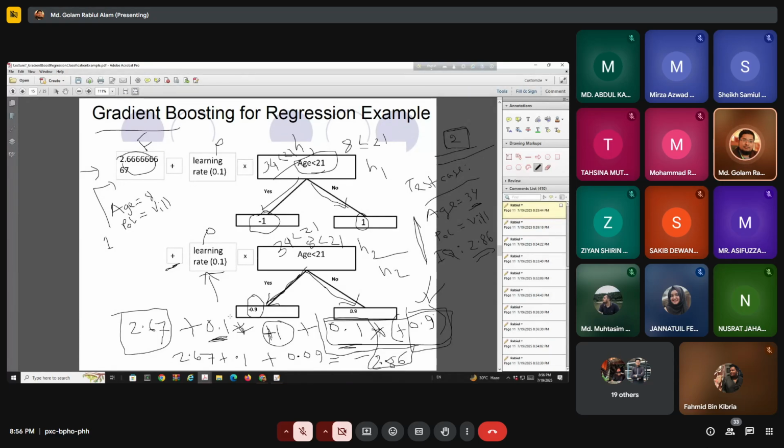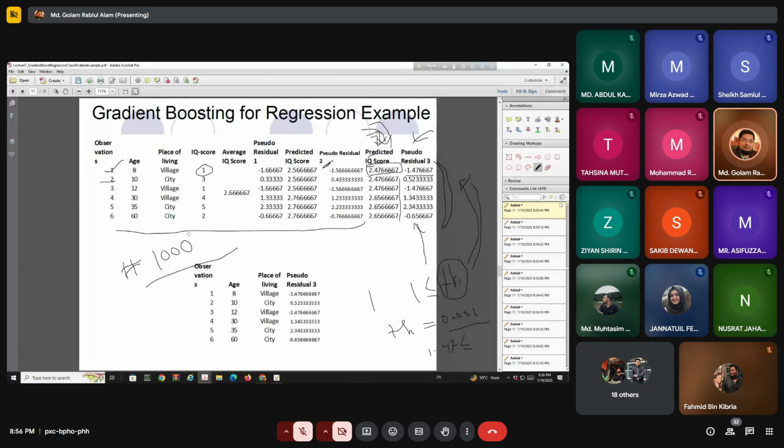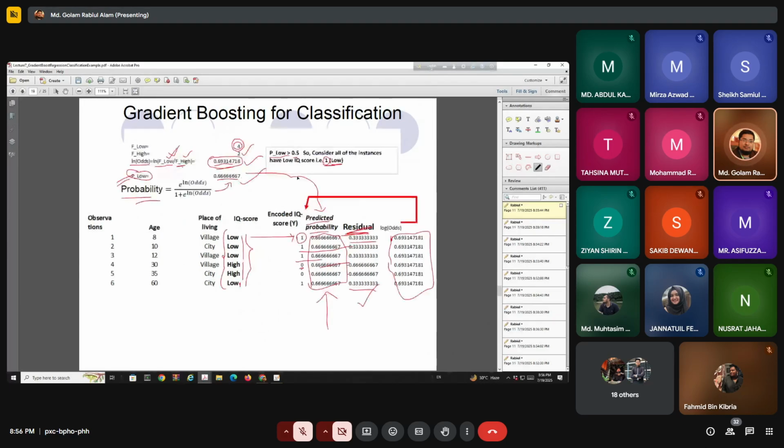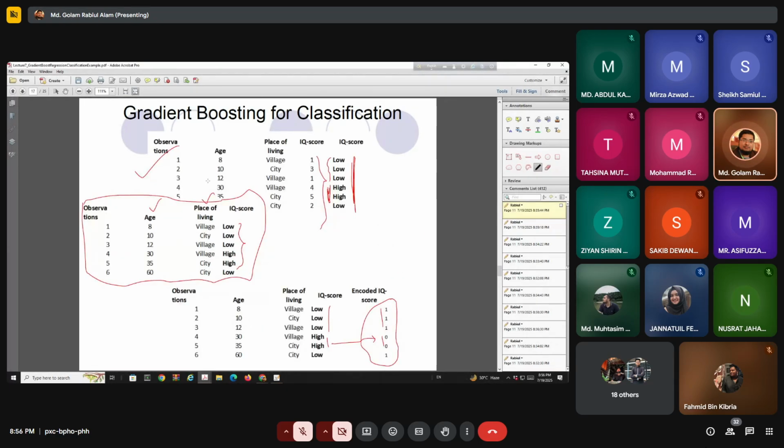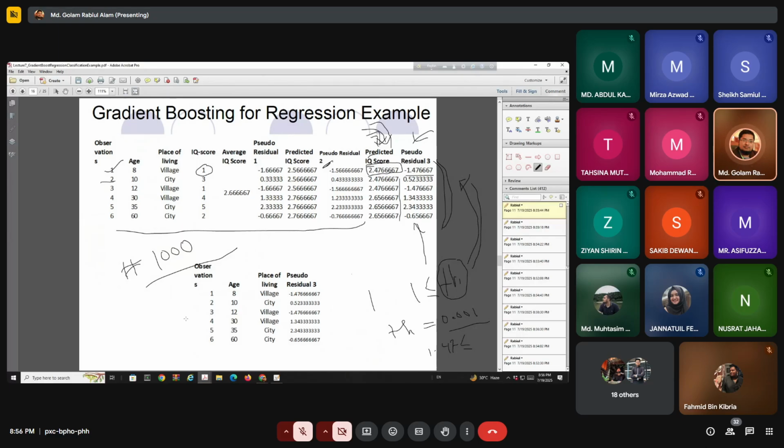এনি আদার কোশ্চেন? Okay, I think we will discuss our classification after the midterm. Okay, gradient boosting for classification. So that means your midterm syllabus will be up to the gradient boosting regression.